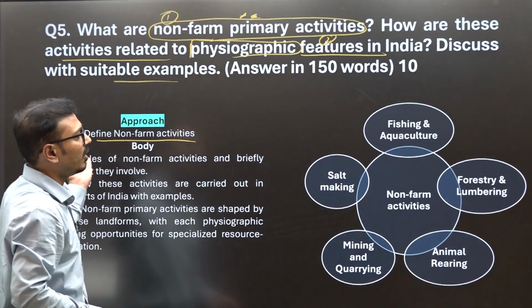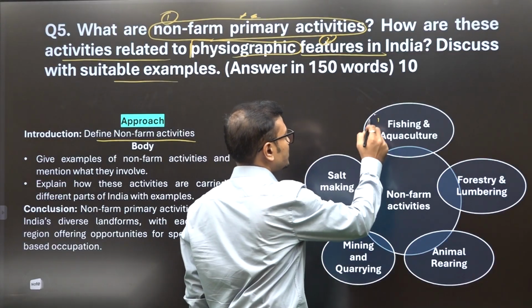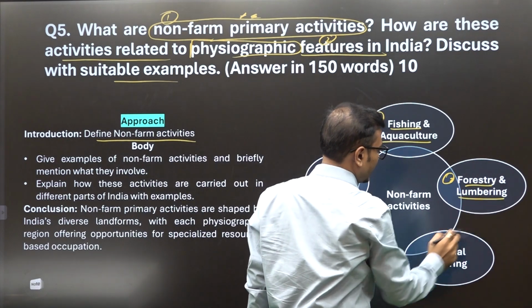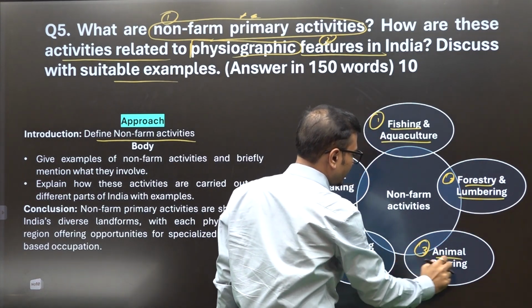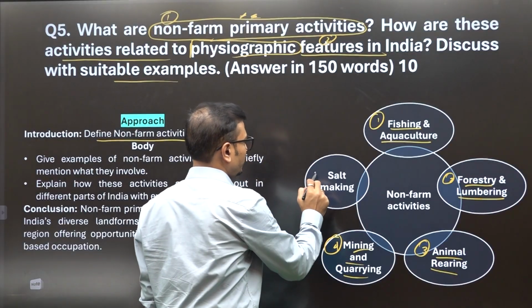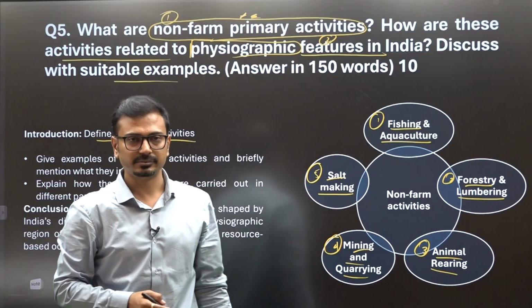So what kind of non-farm primary activities are there? Let's try to understand them. First, we can say fishing and aquaculture. Second, forestry and lumbering. Third, animal rearing. Fourth, we can say that mining and quarrying. And fifth, we can say that salt making also is a kind of primary activity.